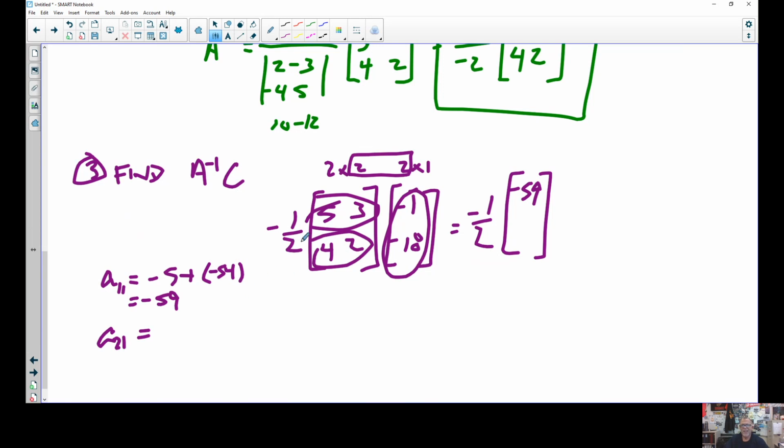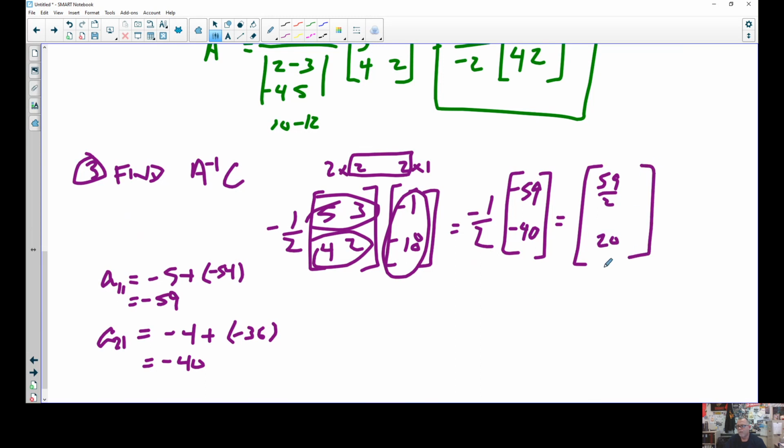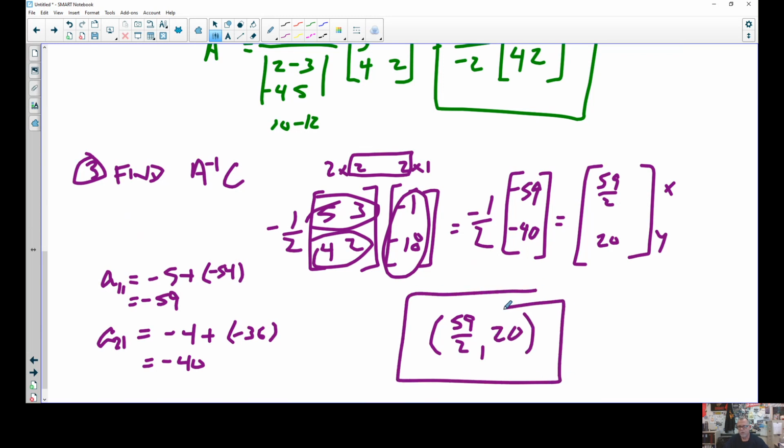All right, so anyways, second row, first column, we'd multiply this out. 4 times -1 is -4, plus 2 times the -18, and that is -36, and we get a total of -40. So this would be -40, and now we can say that this is equal to a +59/2 and a +20. What does that mean? My answer to that system, remember, is always a coordinate. This is my x, this is my y. So this would be 59/2, 20. That's the solution to that original system.